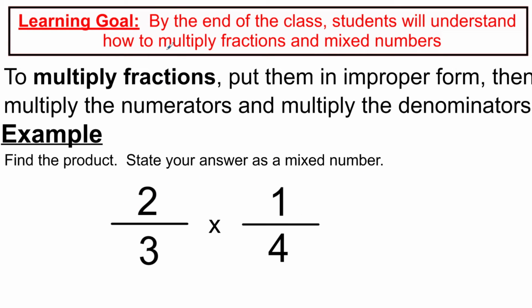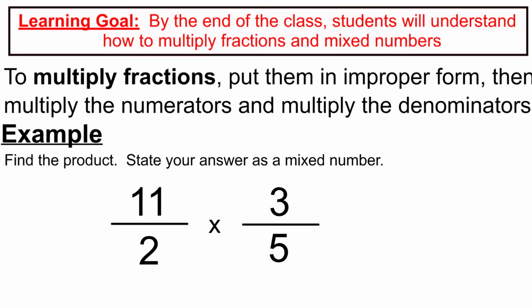So in this pretty straightforward example, the directions up here say put it in improper form, which this is not a mixed number, so we're good. And then it says multiply the numerators. Well, that's 2 times 1, which is 2. And it says multiply the denominators, which is 3 times 4, which is 12. So we're saying the product of these two numbers is 2 out of 12. Again, I know you might have seen simplifying. If you want to turn that into a simplified fraction and you know how to do that, that's fine, but we're not requiring it right now.